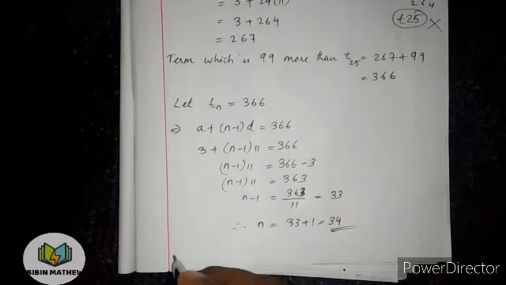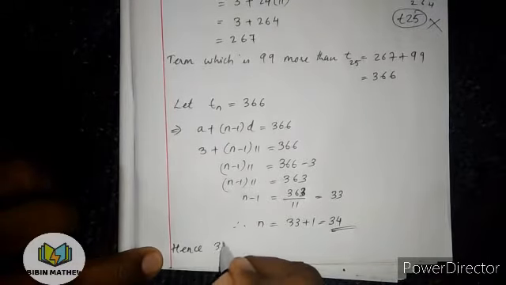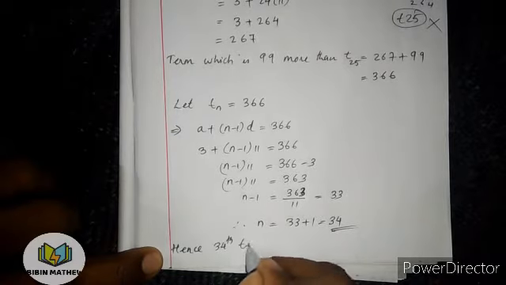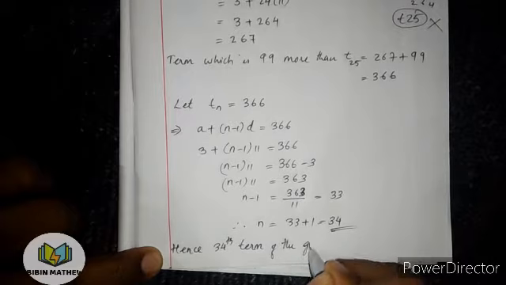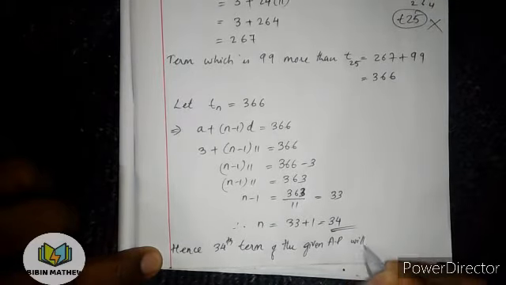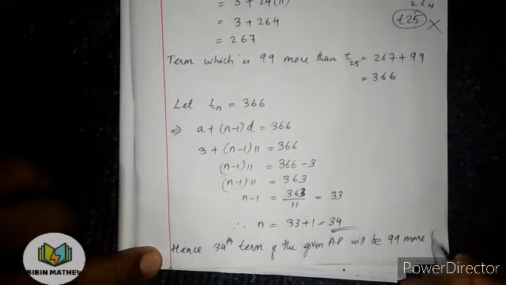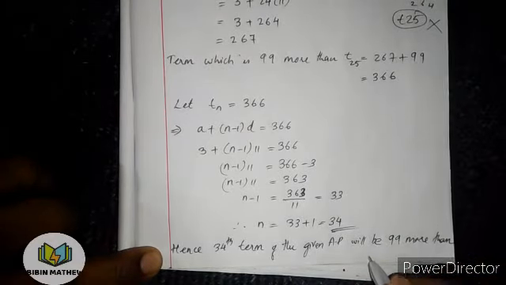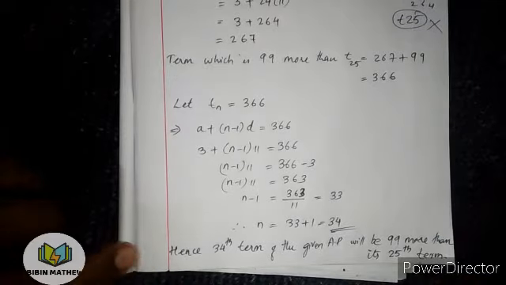So we will write, hence, 34th term of the given AP will be 99 more than its 25th term.